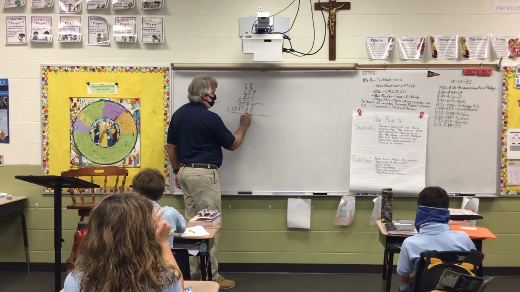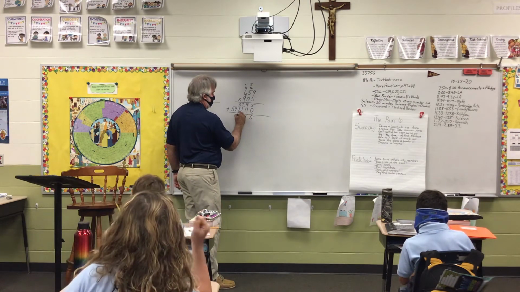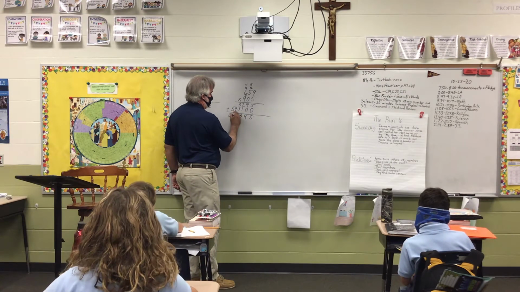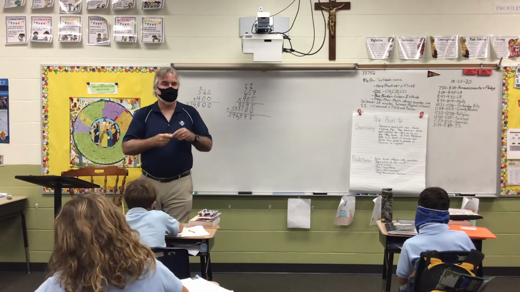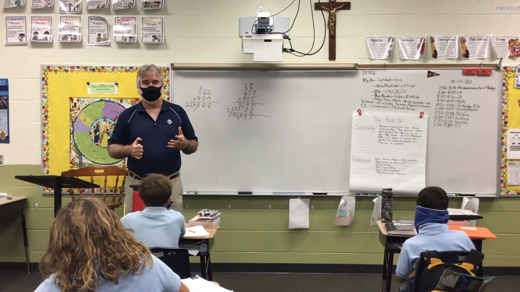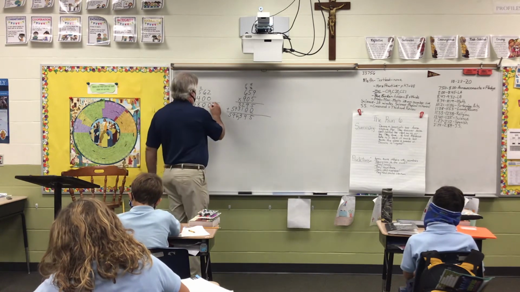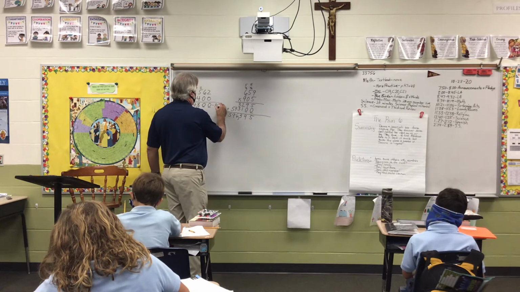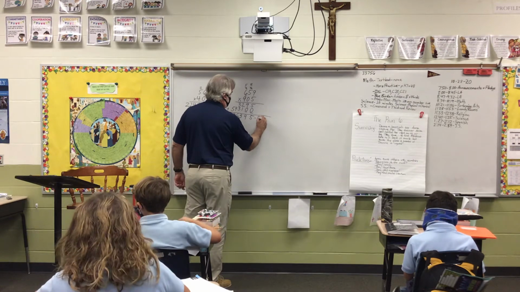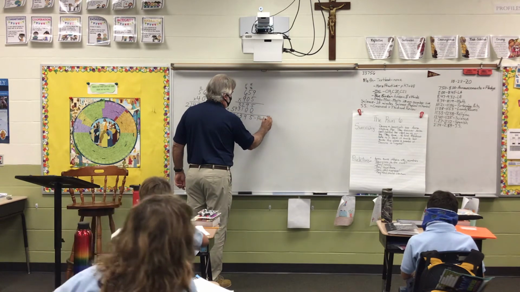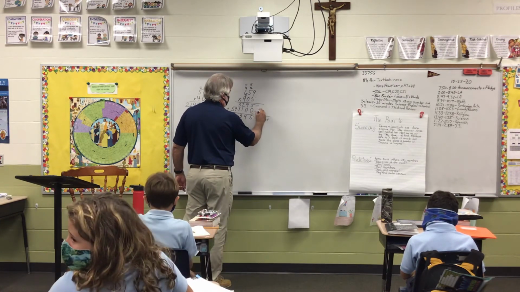You add this. Come over 3, put your comma in, and that's your answer. Now, this is your product. This is your product. And this is your partial product.